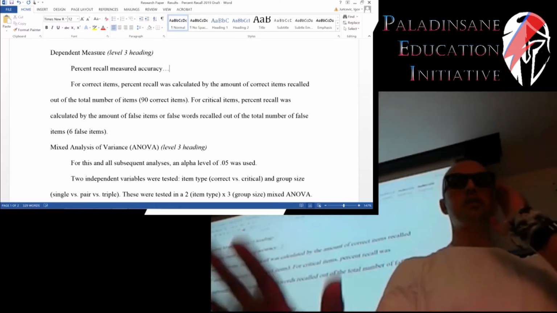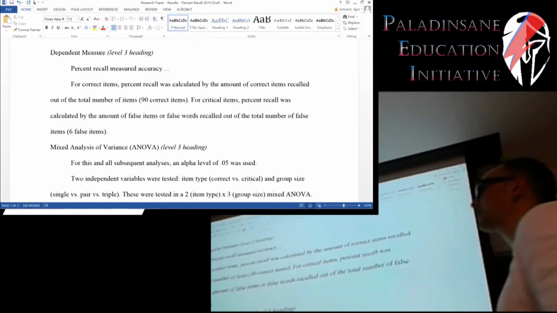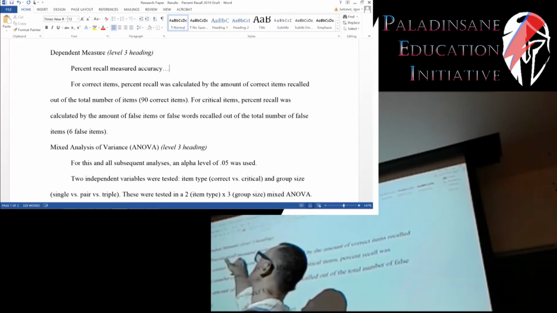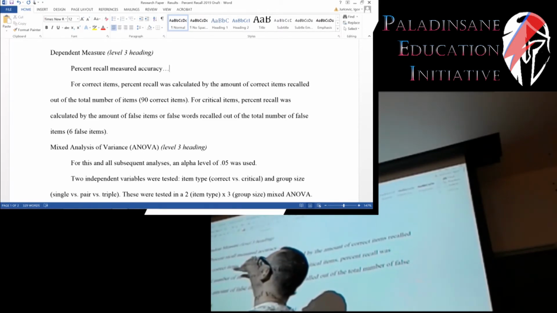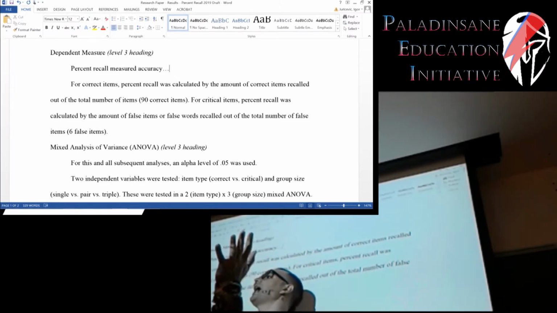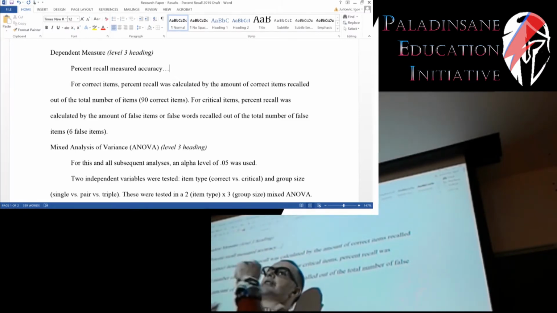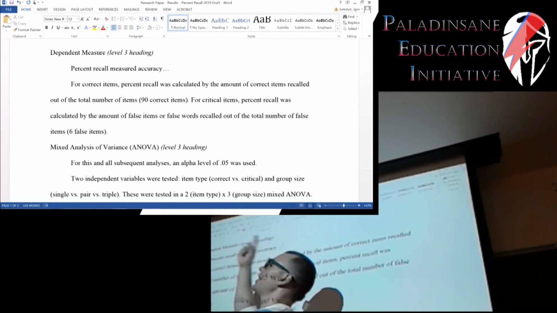Okay, so I don't want to spend too much time on this. Like I said, I skipped this one because this is oftentimes what happens here. So what I'm going to do is leave this as part of the homework assignment, but you need to expand on this. It is true that we are measuring the accuracy of memory. That is basically what we're looking at with percent recall. So try to expand on that.